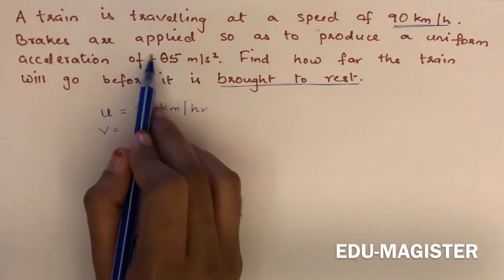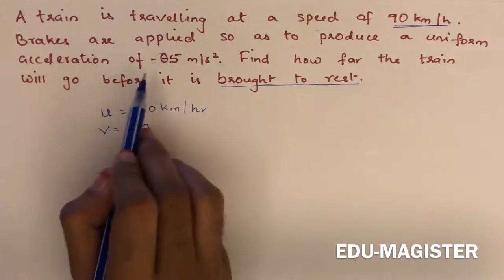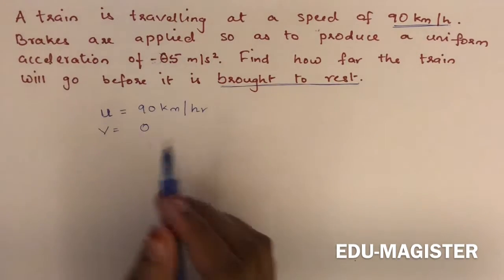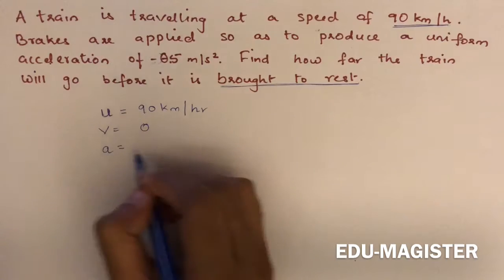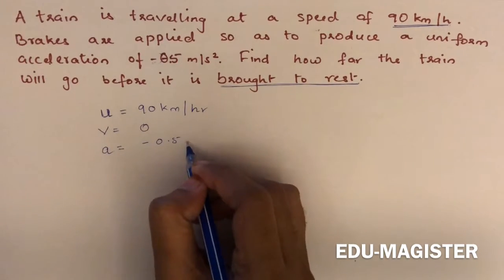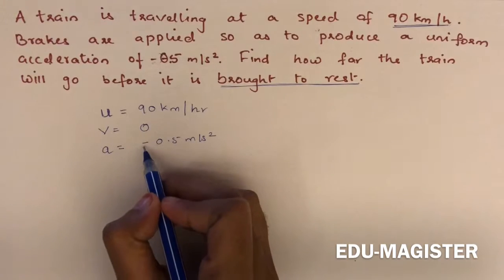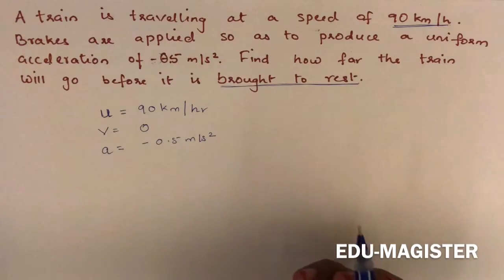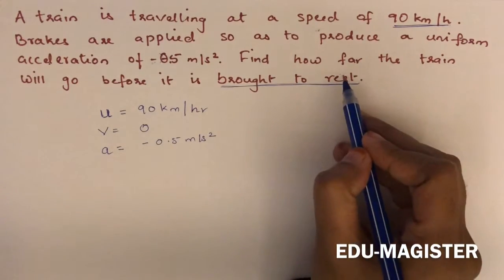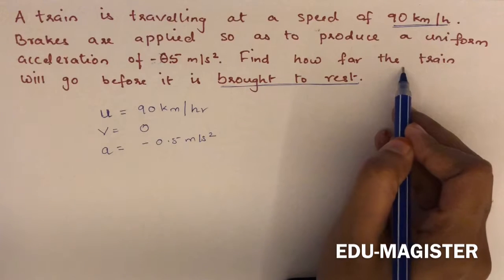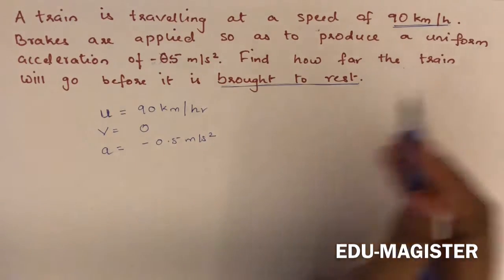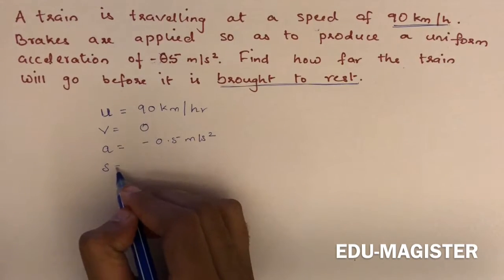After the brakes are being applied, it is having a uniform acceleration of negative 0.5. Why negative? Because it is negative acceleration. Since the brakes are being applied, the acceleration will be negative. So acceleration A is equal to negative 0.5 meters per second square. So the negative sign indicates the direction of acceleration. And then they are asking us to find the distance travelled by the train after the application of brakes. That is, before the train actually stops, how much distance the train will travel. So we will have to find S here.